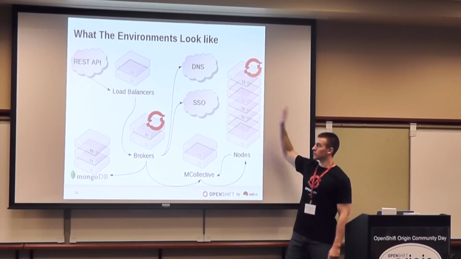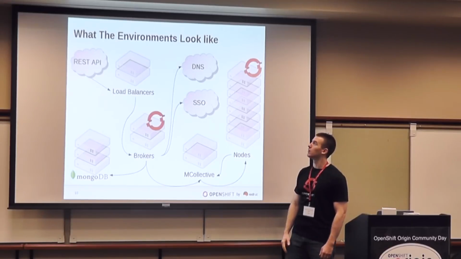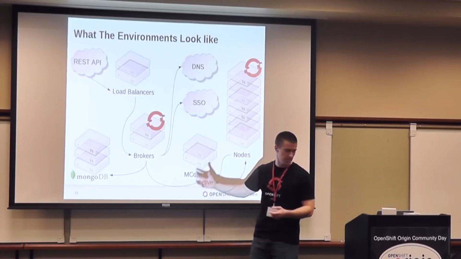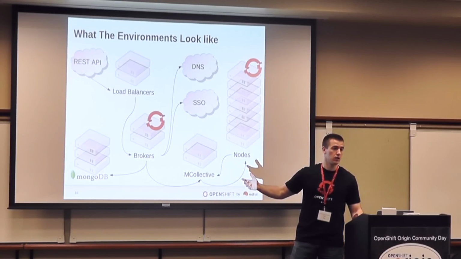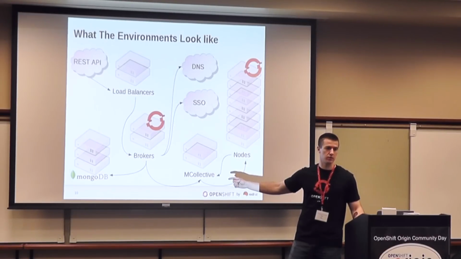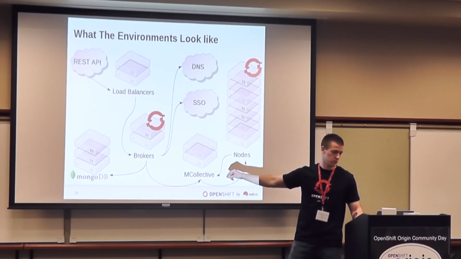So this is kind of our general overview architecture of what Online looks like, and this is what we deploy to. And then you mean ActiveMQ, right? The bus. Yeah, it runs on ActiveMQ. Right. But the mCollective would actually run on the nodes themselves. No, it runs there. Yeah. Okay.